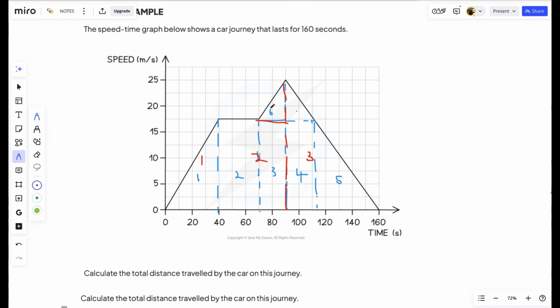I call this small one 4. So we break it into 4, and we'll be able to find the total distance traveled. For this one, it's half base times height. The base is 40, from 0 to 40 is 40. Half of 40 is 20.